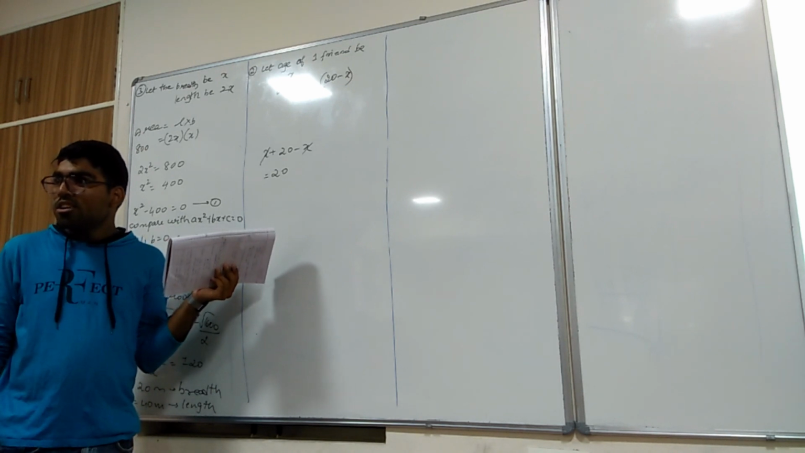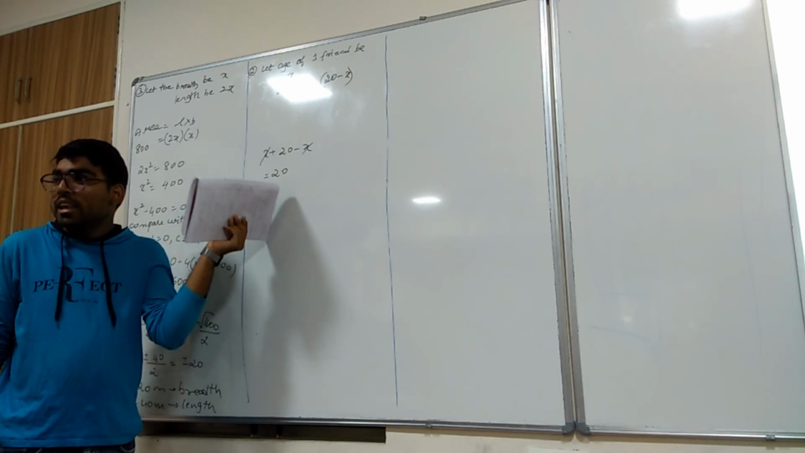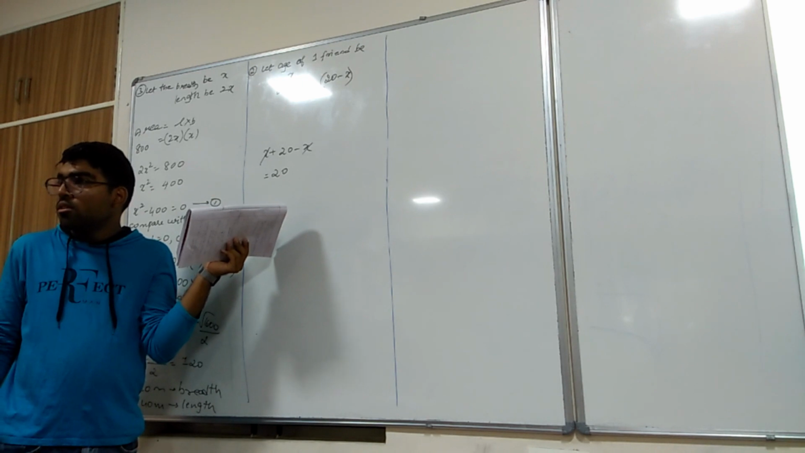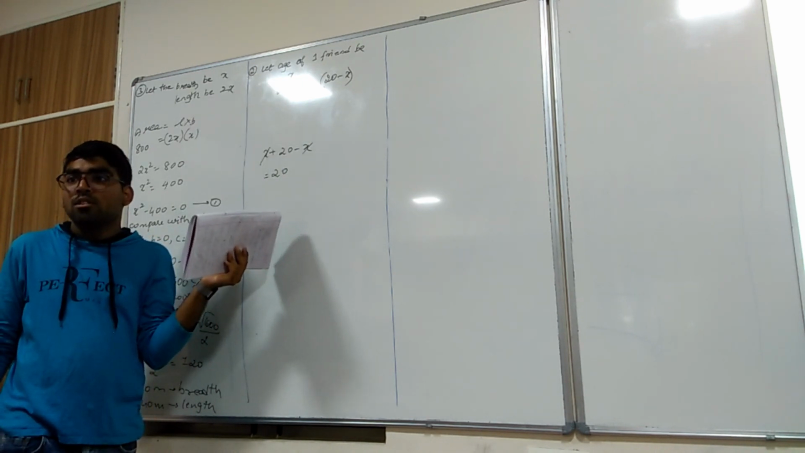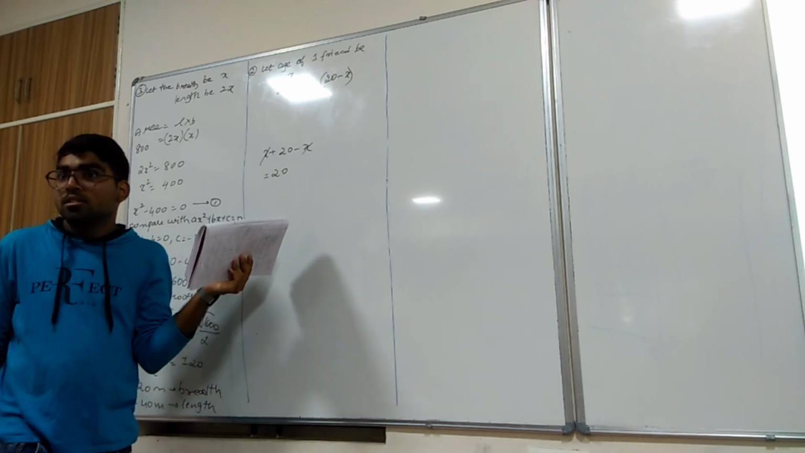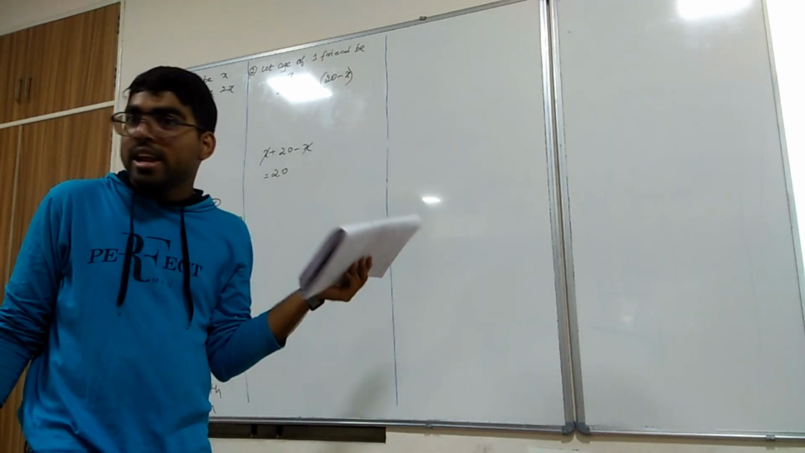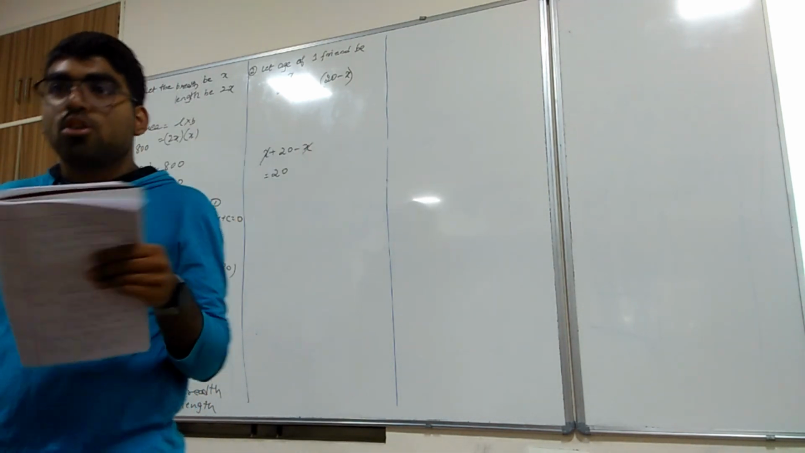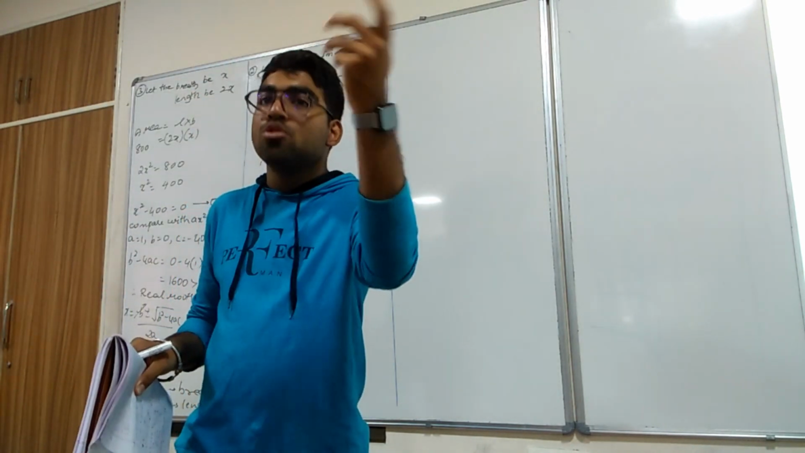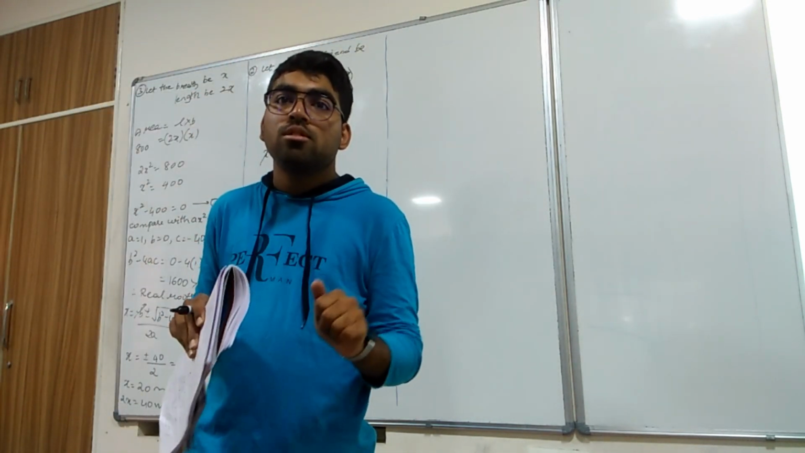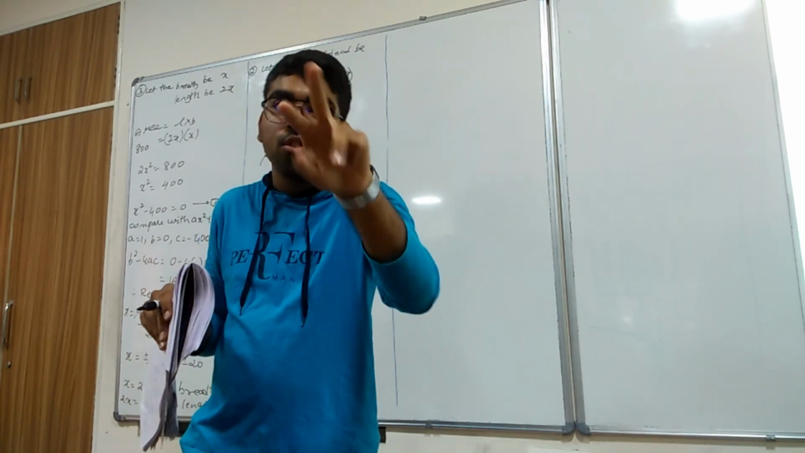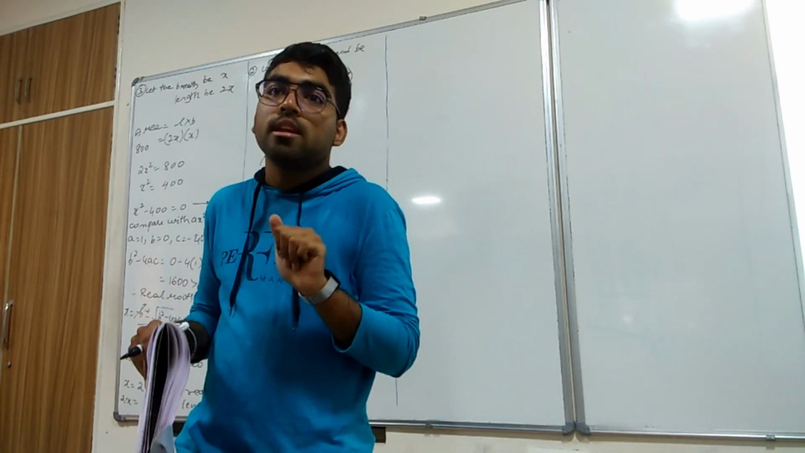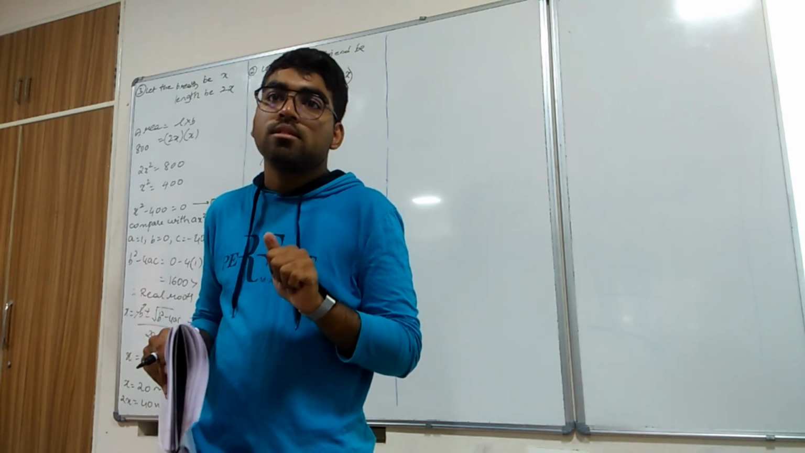Sum is 20. Both ages I added, I got 20. Any doubt? Look, your age is x. Our age you don't know. Total age how much? 20 years. Sum of both of your ages is 20 years. What will be your age? x.